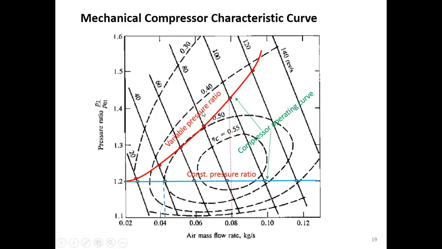So this is the characteristic of the compressor when you run the compressor. You can run either under constant pressure or under variable pressure ratios. But when the mass flow rate changes, the speed of the compressor also changes, and the efficiency of the compressor changes as well. Okay.